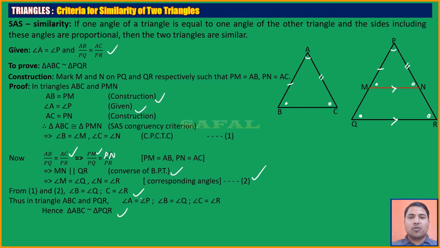So these are the proofs of the three similarity criteria that we have just done. Questions based on this we'll be covering in the next session.